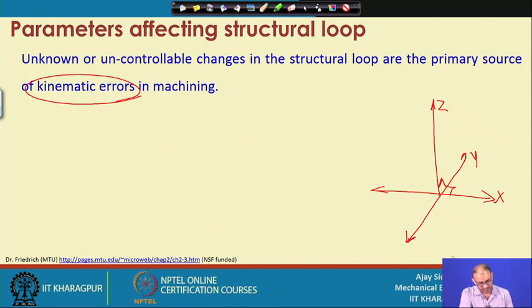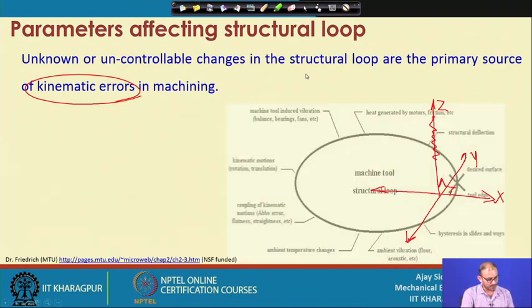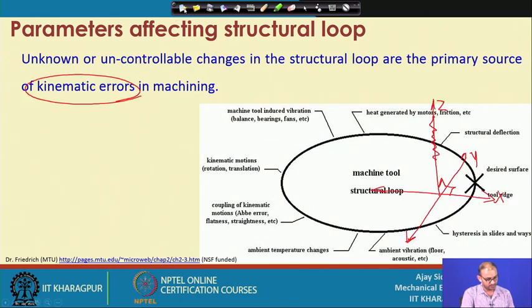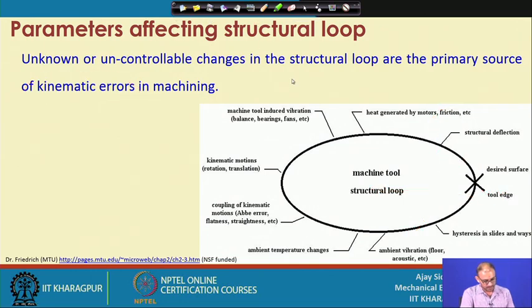If it is not straight, then it is a problem. Suppose it has some angle between these two, then it is a problem. Suppose it is straight, perpendicular between the x and y, but the construction is not good, then it is also kinematic error. So, we will see this thing in detail. This is called the structure loop. The machine structure loop is at the center, and what are the things it will affect?